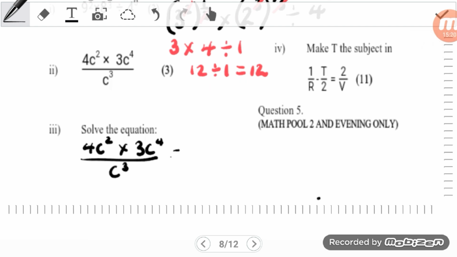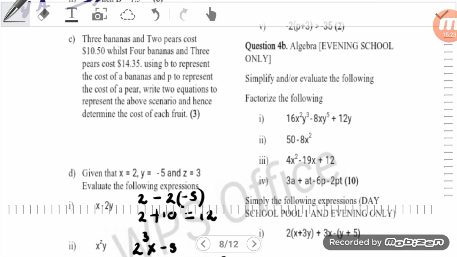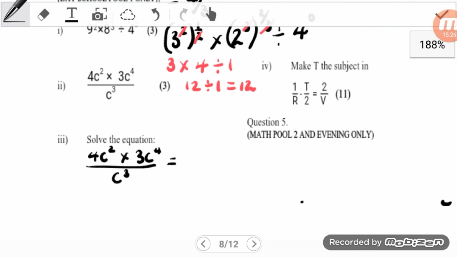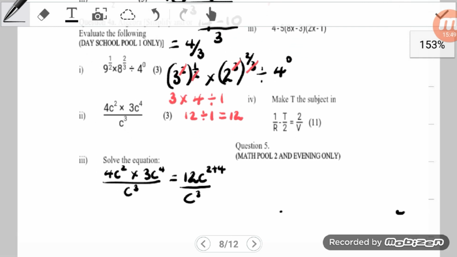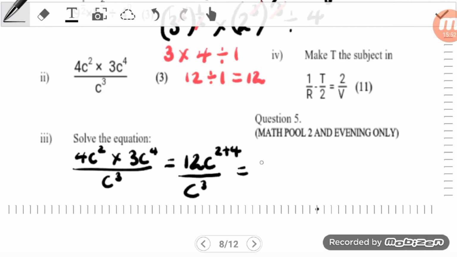We're going to multiply the coefficients, so 4 times 3 is 12. And we know that once we are multiplying variables that have the same base, we're going to be adding the powers. So that's c, and we're adding the 2 plus the 4. Then we're going to be dividing the result again by c cubed. Now let's proceed here. We're going to find that this is 12c raised to the 6 divided by c cubed.